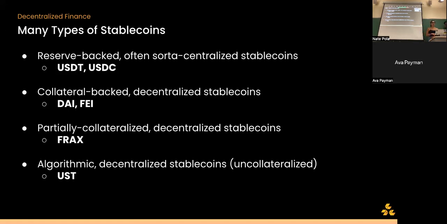Basically, UST was becoming the largest stablecoin by value. TVL in crypto is like market cap, if you're familiar with the idea of market cap for stocks. It was becoming one of the largest stablecoins by TVL, and then it basically imploded. We're going to talk about that when we talk about DeFi files.